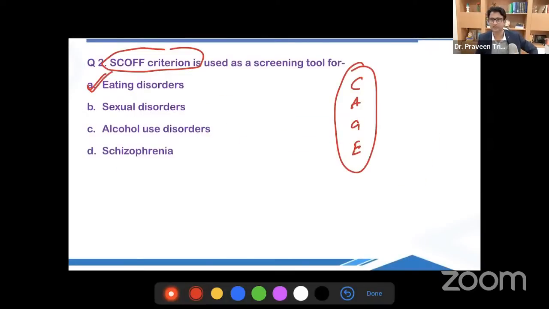Slightly tougher question. Even if you did not get it correct, it's perfectly fine. That was a difficult question. Can you guys help me with the options here? Eating disorder was there, I'm quite sure, and something about substance was also there. Have I written the right options here? Sexual disorder, eating disorder, I've got it right.